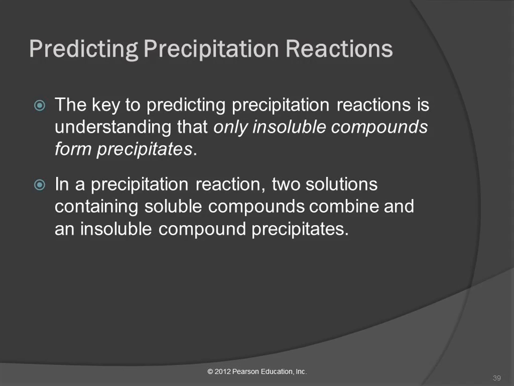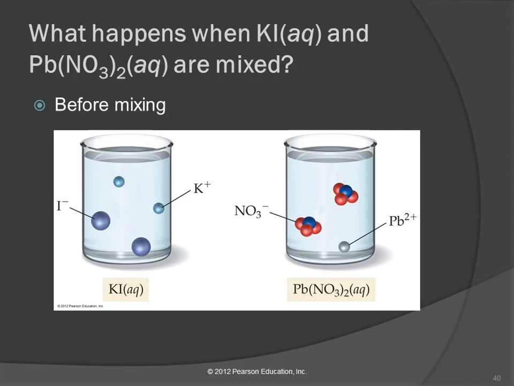Well, we can predict whether a precipitation reaction will happen or not by using the solubility rules. You're only going to get a precipitation reaction if you've got insoluble compounds that are going to be formed. So what happens in a precipitation reaction is you've got two solutions that contain soluble compounds, you mix them together, and you form an insoluble compound, and that's what is precipitating.